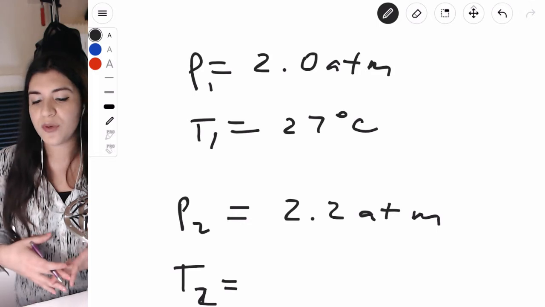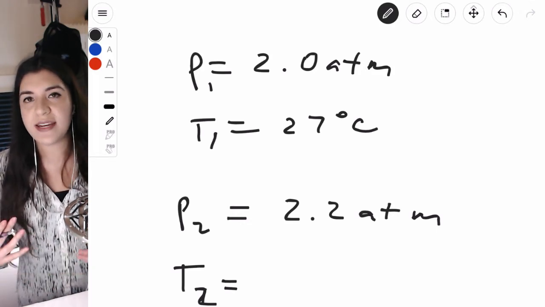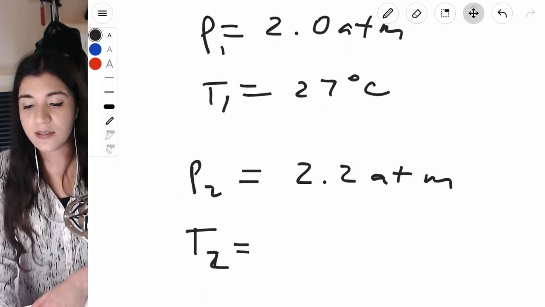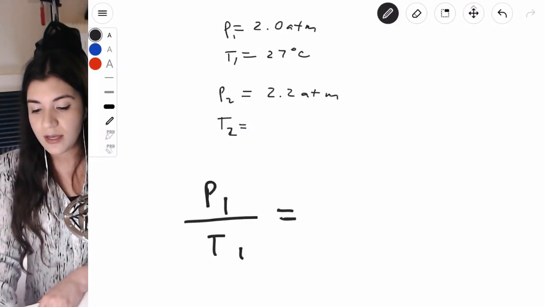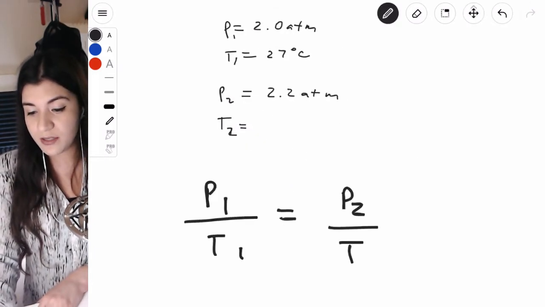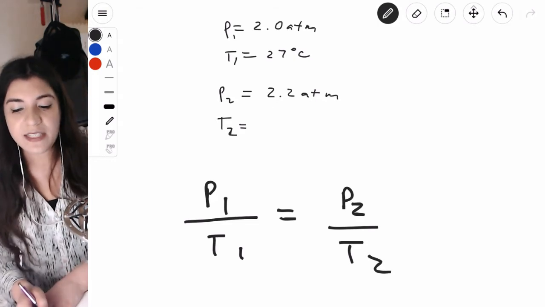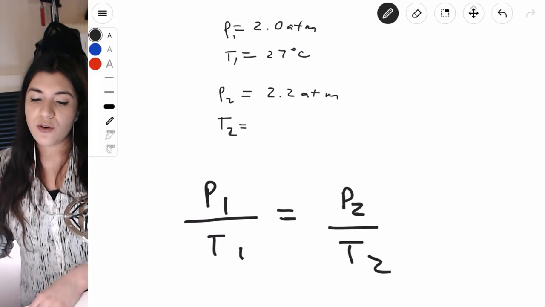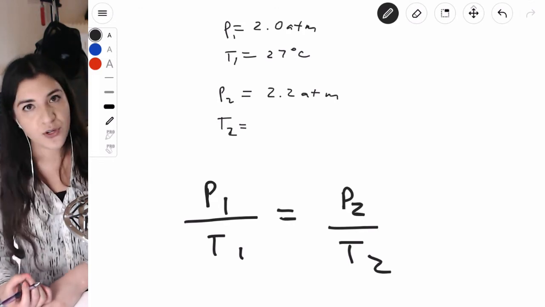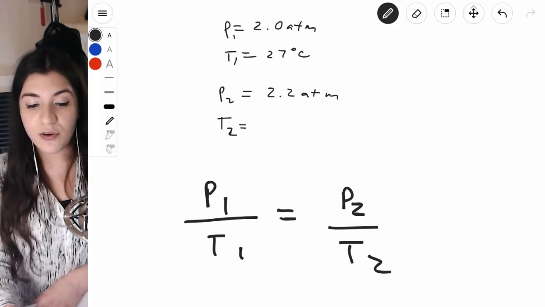Okay, so in this case, we have to pick a formula that has only pressure and temperature, and this is the formula that you would find. It would have been P1 divided by T1 is equal to P2 divided by T2. Okay, and then we would basically plug everything in. However, make sure that temperature is in Kelvin. So for all gas laws, make sure that your temperature is in Kelvin. So I'm going to do that first.